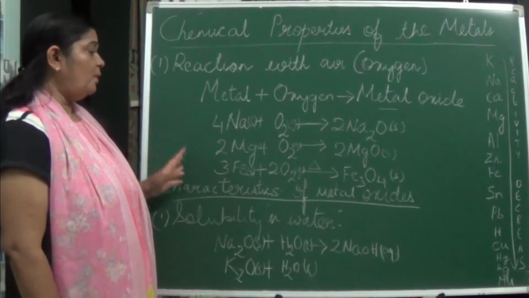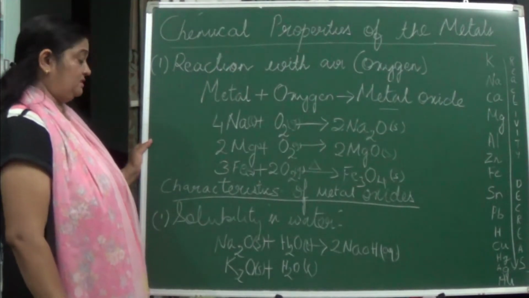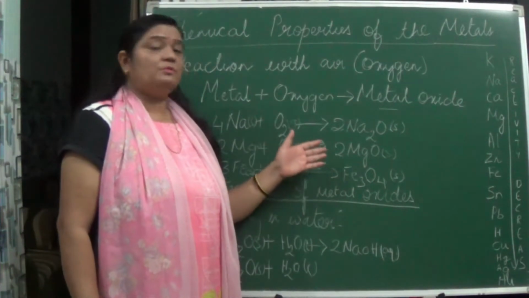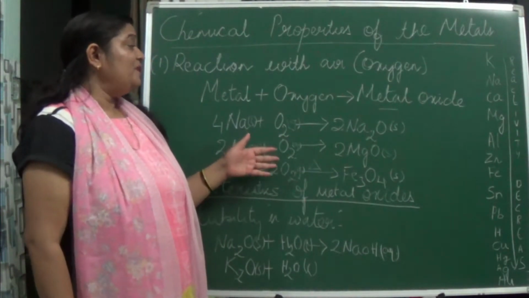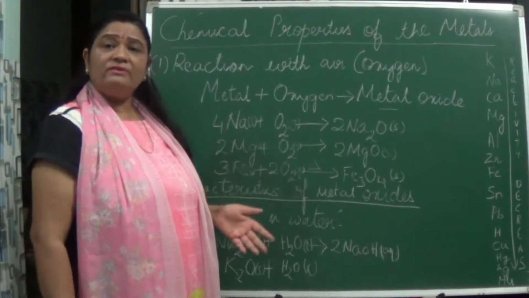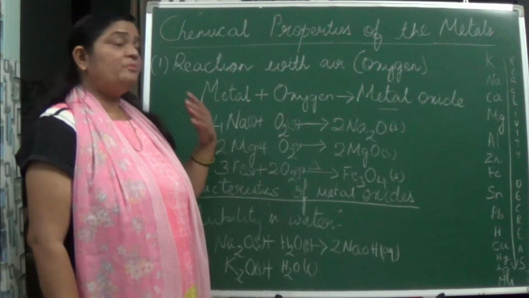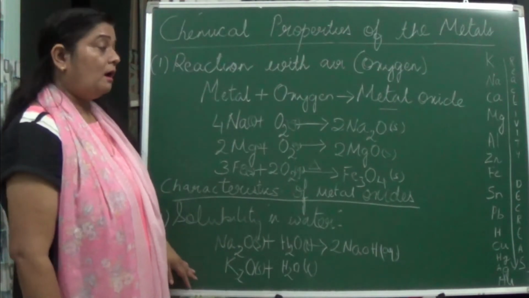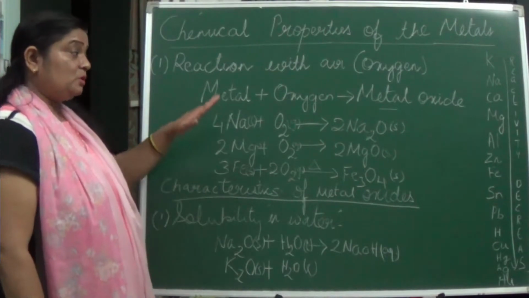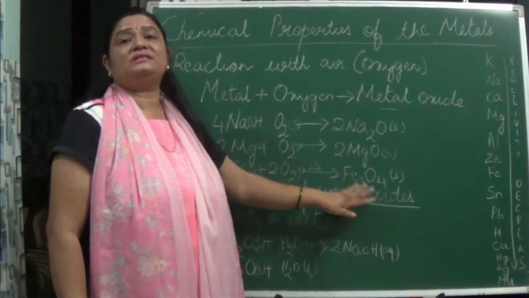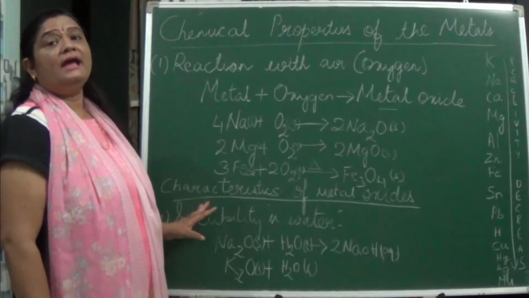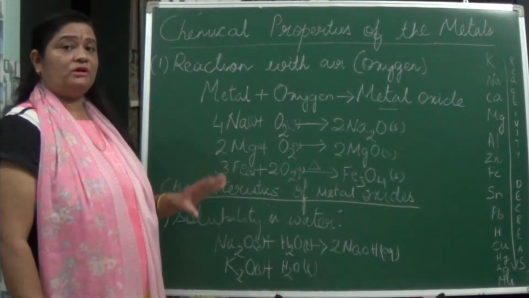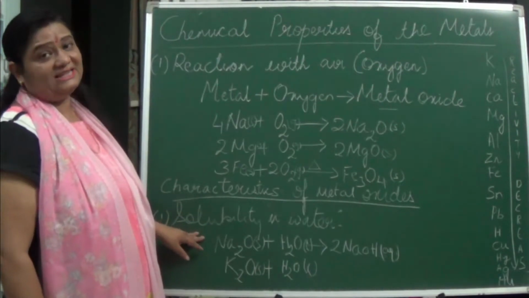Okay, so what about the characteristics of these metal oxides? Actually, these metal oxides, when we are seeing sodium oxide, magnesium oxide, iron oxide, some of them dissolve in water to form the corresponding hydroxide. And those types of metals are called what? Alkalis, because all the metallic oxides you are saying are basic in nature. But some which dissolve in water are known as alkalis.